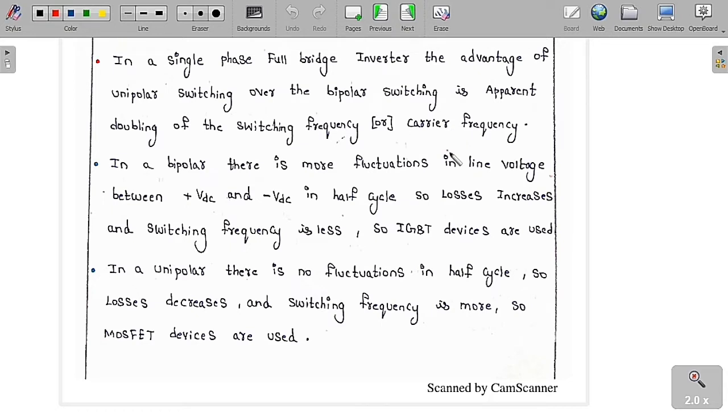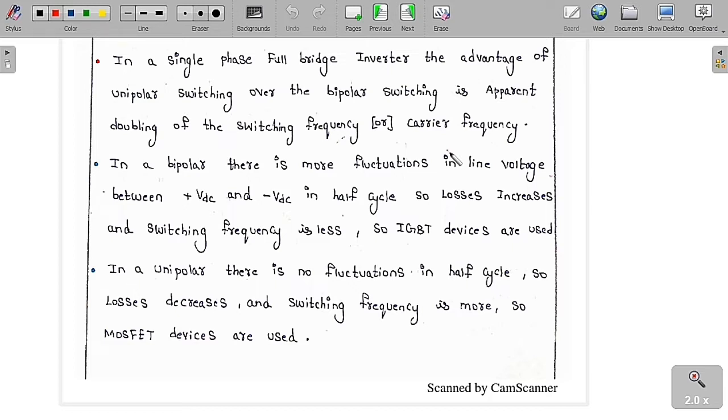I have already told you a very important point here. In unipolar switching and bipolar switching, the carrier frequency of unipolar switching is very high when compared to bipolar switching, because in a unipolar there are a lot of pulses in half cycle. The more the number of pulses, the higher the carrier frequency.